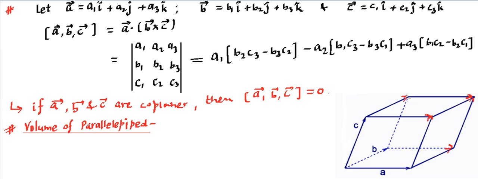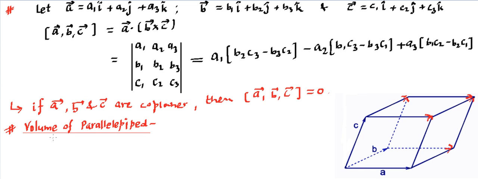So that means if we know three vectors which are non-coplanar, then they will be creating a geometry called a parallelepiped, and this three-dimensional geometry will have its volume. Now the application of the scalar triple product is to calculate this volume as well. So we can calculate this volume, that means the volume of this parallelepiped.